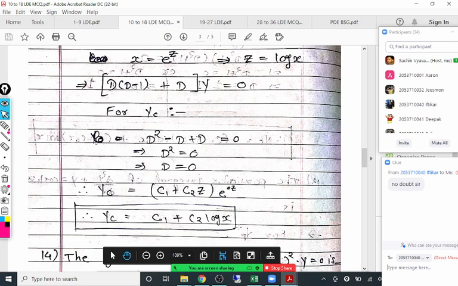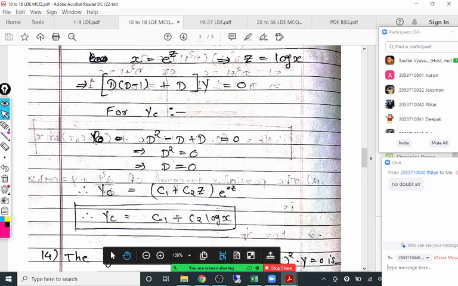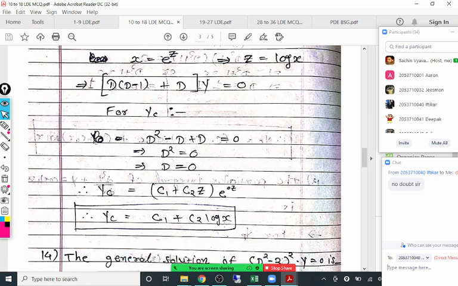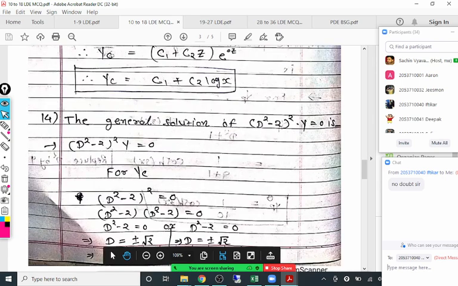Sometimes the option may be ln x, because this log x is a natural log. The base is e, so sometimes ln x is used instead of log x. Generally, both are correct. Whenever the base is not written, by default the base is e. And whenever you want the base, you can specify log x at base 10 or another base. Right now the base is not written, so it is correct. So it is a natural log. That's the answer for 13.